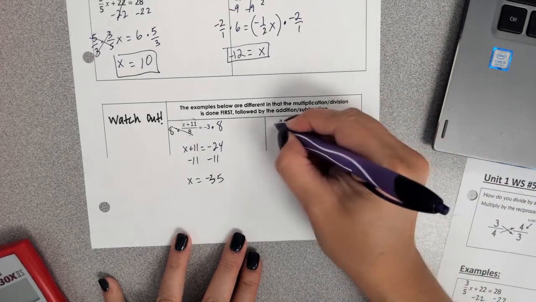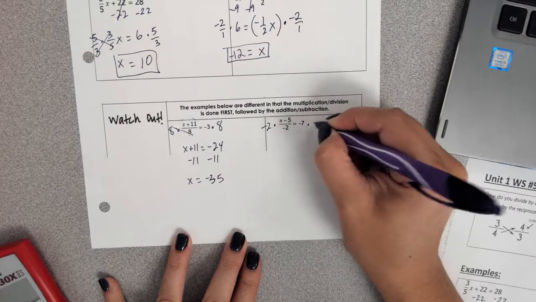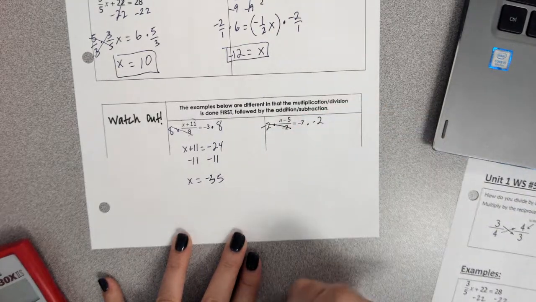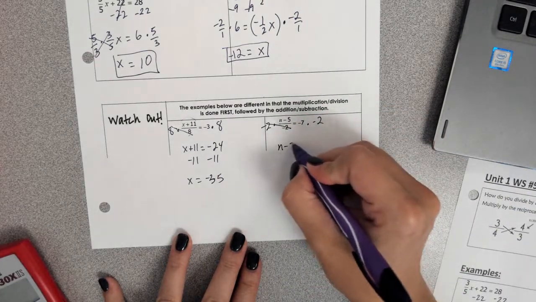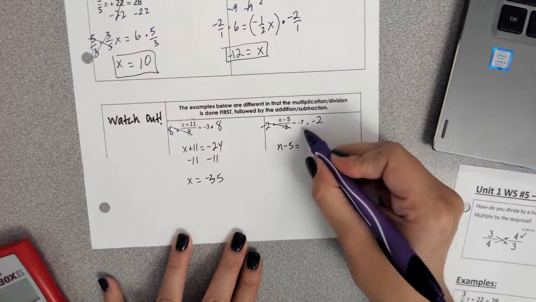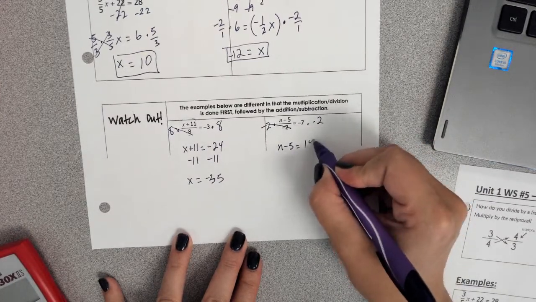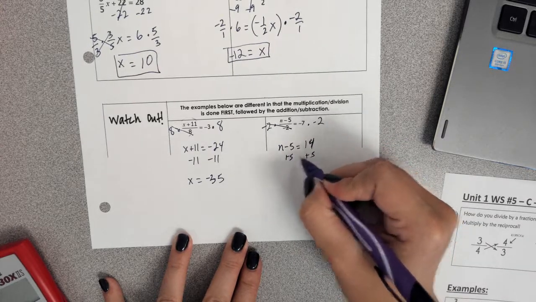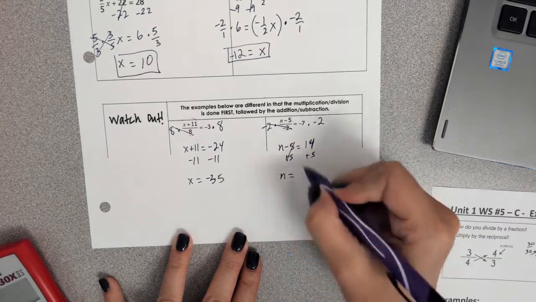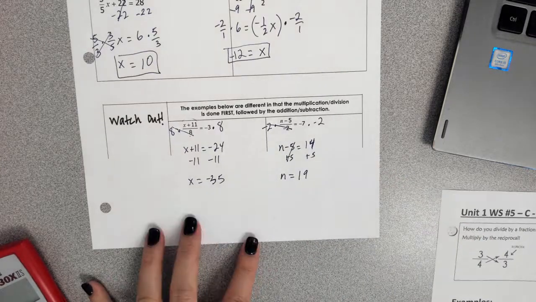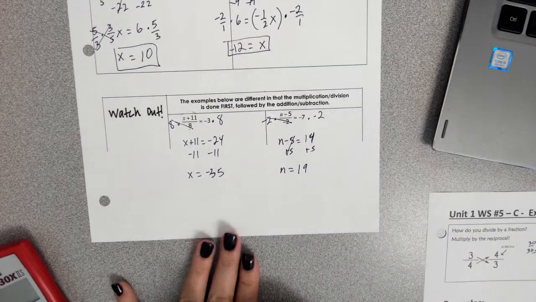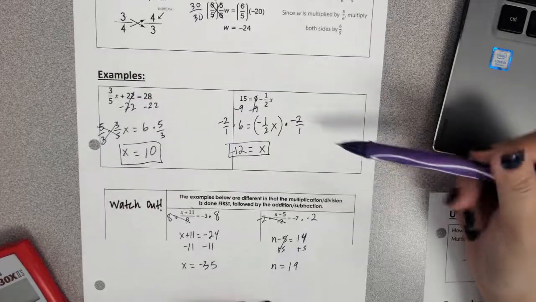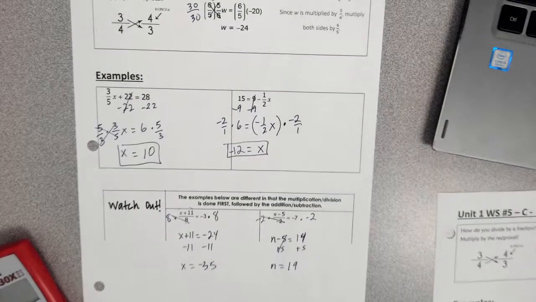On this one, I'm going to multiply by -2 on both sides. That will clear up the division on the left. I'll have n minus 5 equals +14. Add 5, those cancel, and n equals +19. And there you have it. That's your two new different types of equations involving fractions.